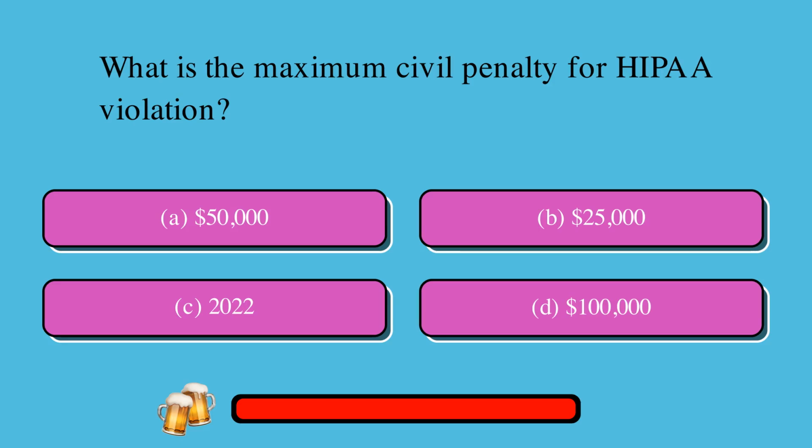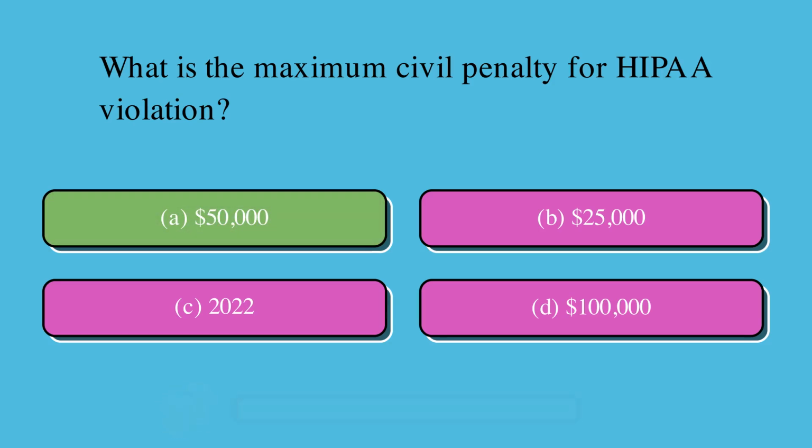What is the maximum civil penalty for HIPAA violation? A, $50,000, or B, $25,000, or C, 22, or D, $100,000? The correct answer is A, $50,000.